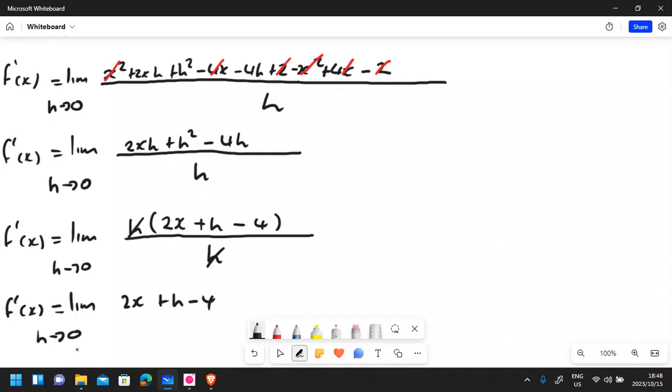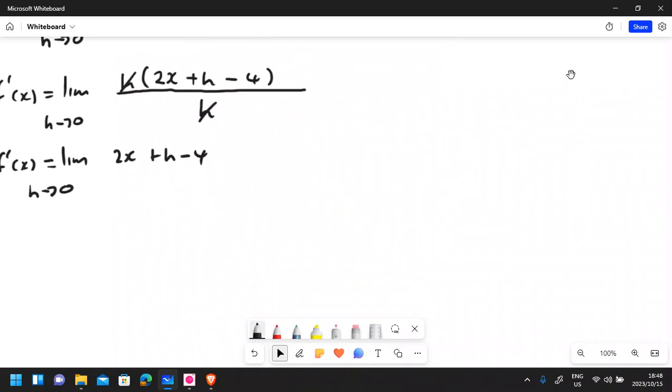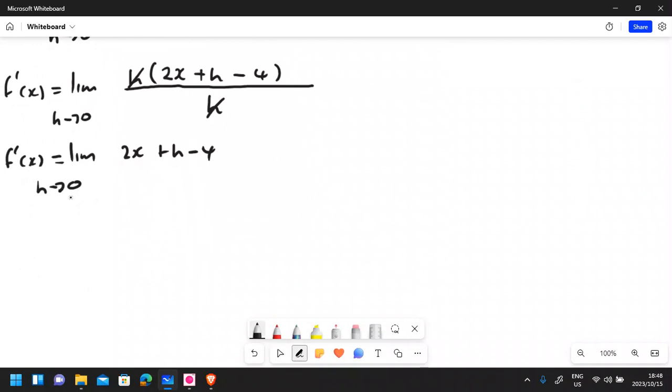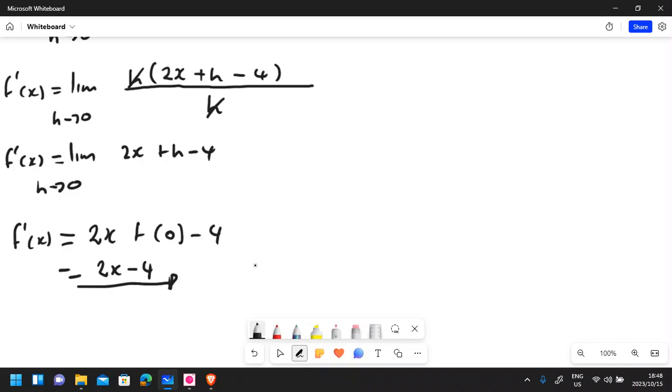So what is the next step now from here? The next step is to substitute h. Remember, h is approaching 0. The minute you start to substitute, the limit and the h approaching 0 all fall out now. So here you're going to have 2x. Wherever there is h, you put 0, because h is approaching 0, minus 4, and then what you have is 2x minus 4. So that, my friends, is our answer.